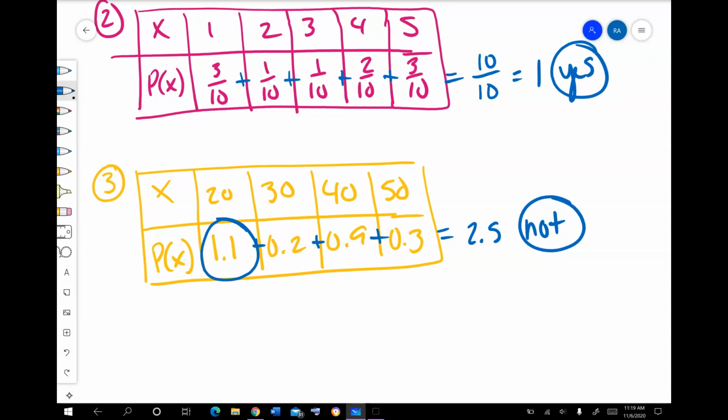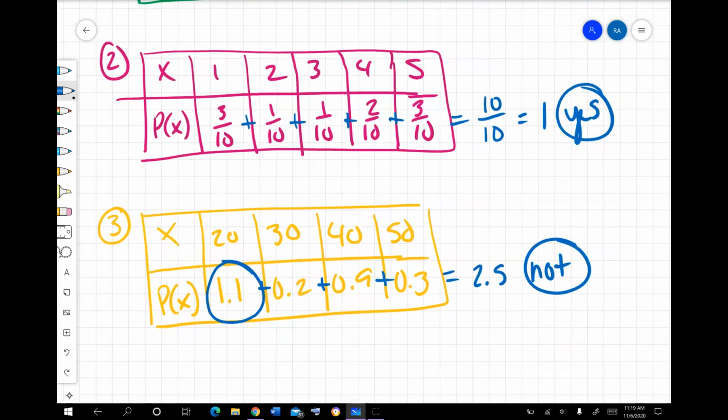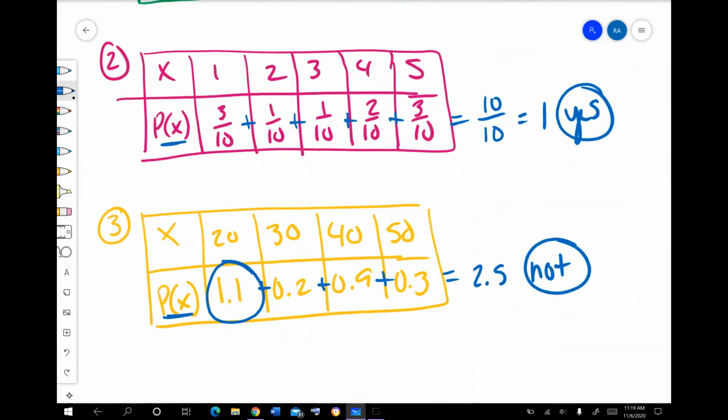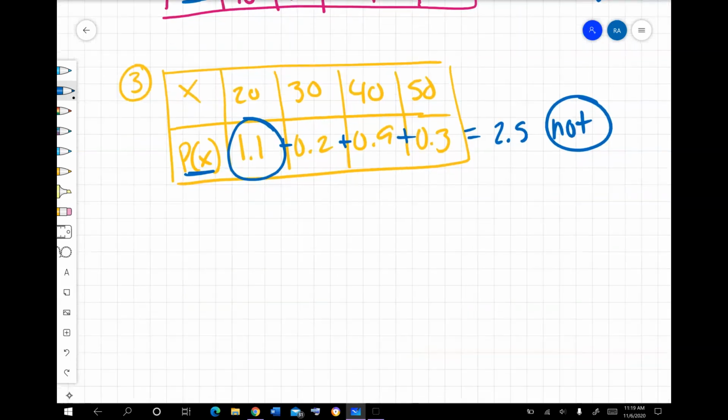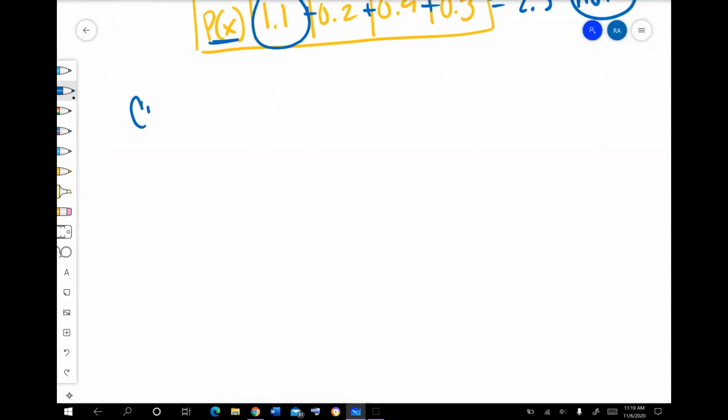Okay? So that is how you tell if it's a probability distribution. Those probabilities, the P of X's, have to add up to 1. And if they don't, then it's not a probability distribution chart. Okay? All right. So now let's actually go to how to create.